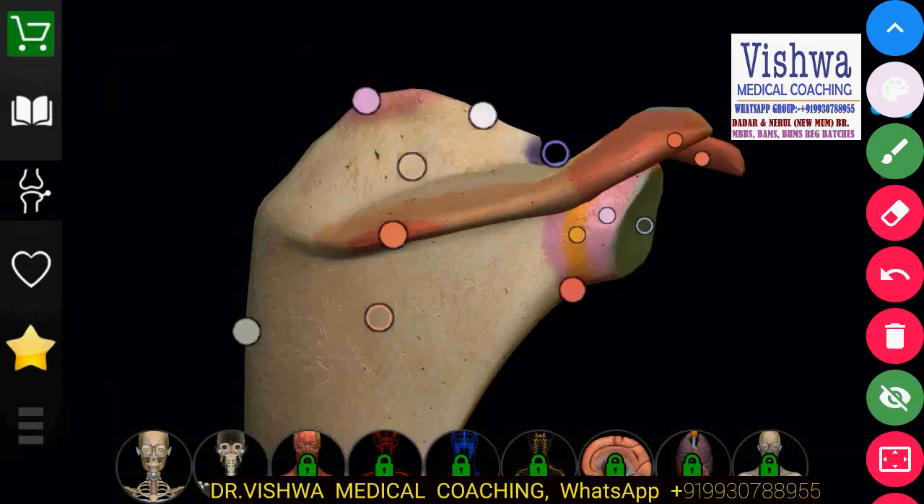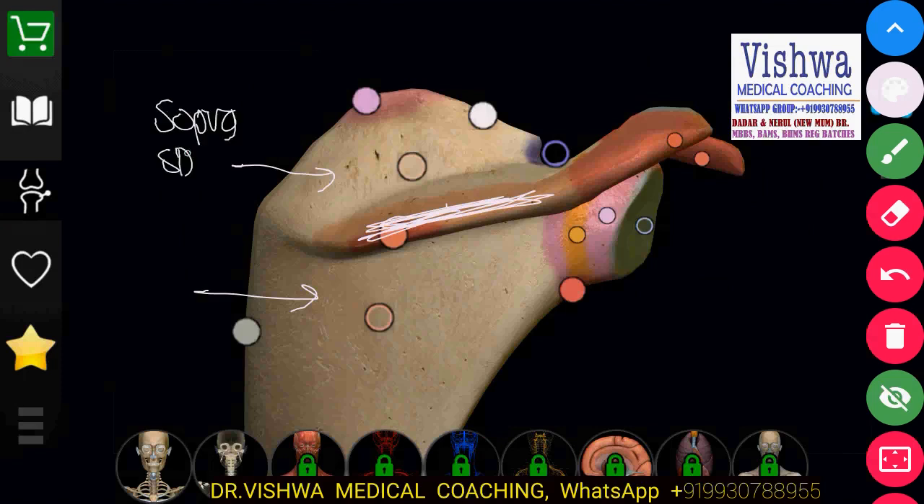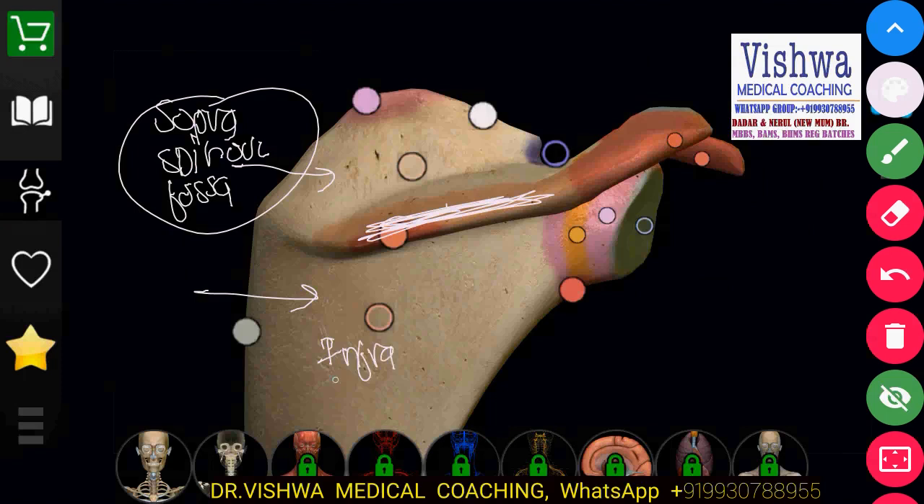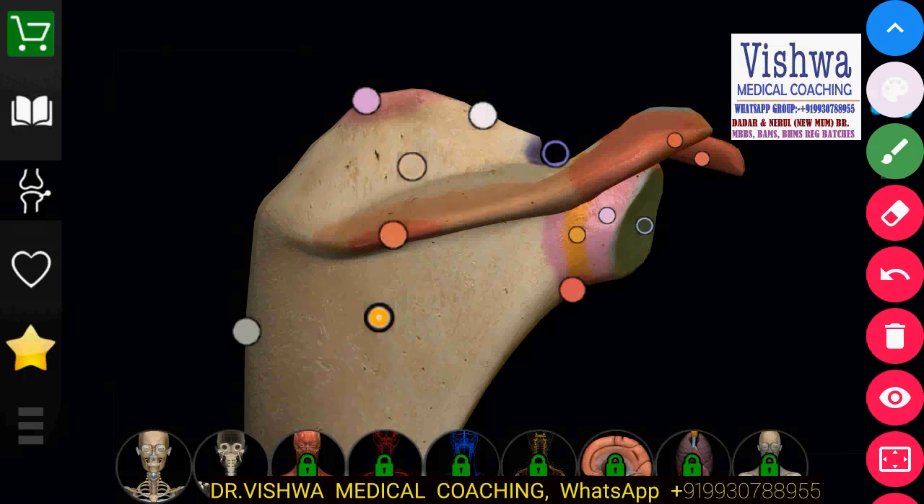So this spine of the scapula divides the posterior surface into two parts, this one part and this other part. The part above the spine is called the supraspinous fossa, and the part below is called the infraspinous fossa. Again you can compare and remember it: supraspinous fossa, infraspinous fossa. Here we have the supraspinatus muscle, here the infraspinatus muscle. So how we can remember easily.